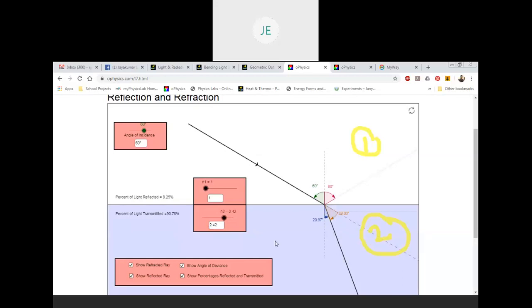Any doubts up to this point in the refraction, whatever we have learned? No, sir. Any doubts, please raise your doubts.